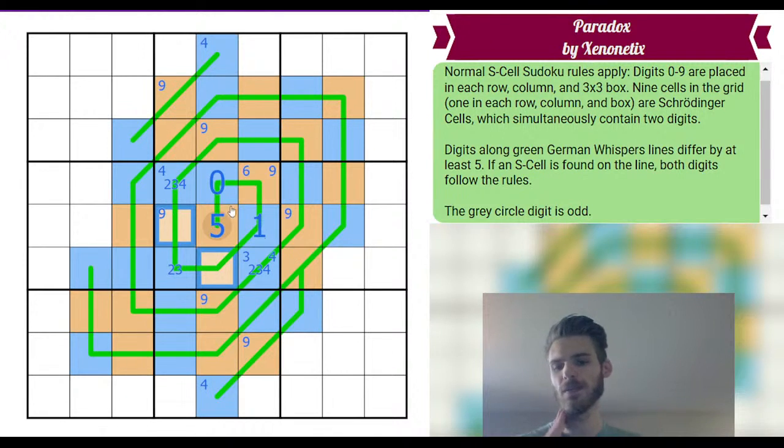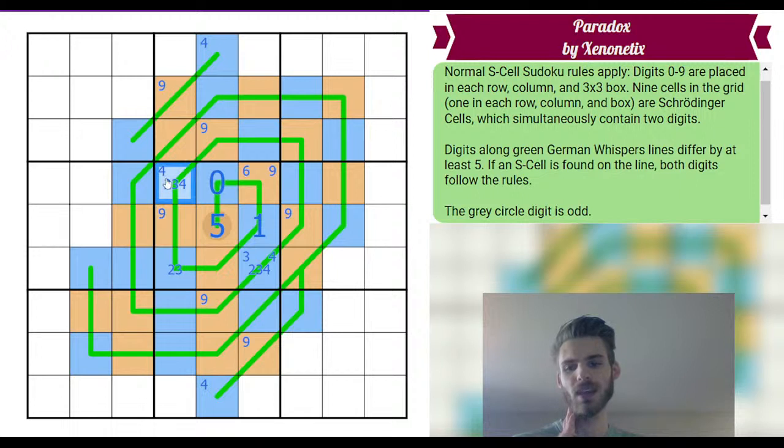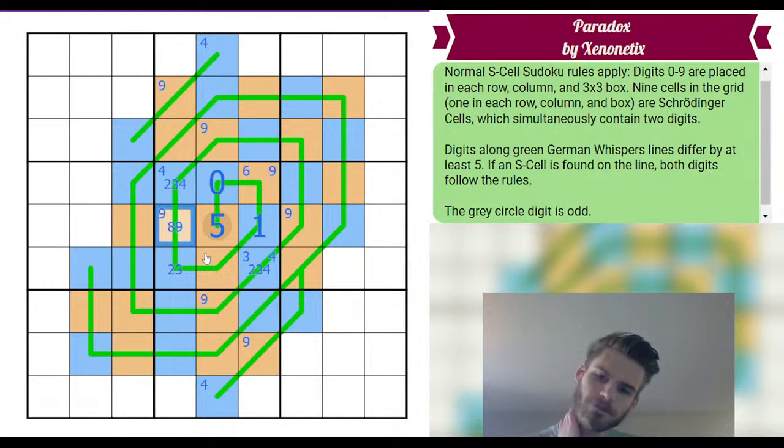I feel like there's something I'm not understanding. I mean, maybe... Okay, so the digit 7 definitely cannot go here because it can't be next to a 3 or a 4. So this one has to be 8 or 9. And it's not an S cell. Yeah, it can't be an S cell. No, it can be an S cell. Oh no, it can't be an S cell. What am I saying? It can't be an S cell.